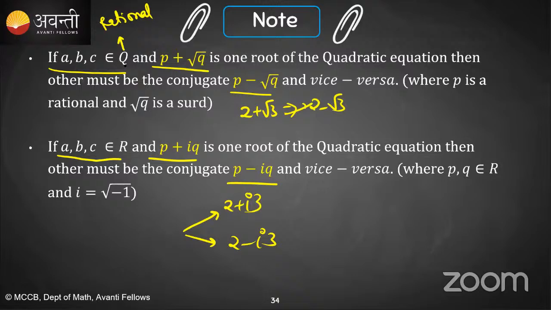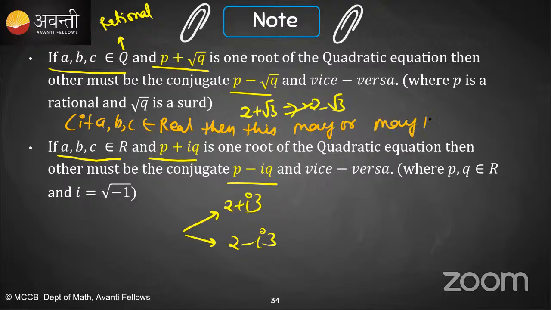Okay, and here let me write it down as well: if a, b, c are real, then this may or may not be true.